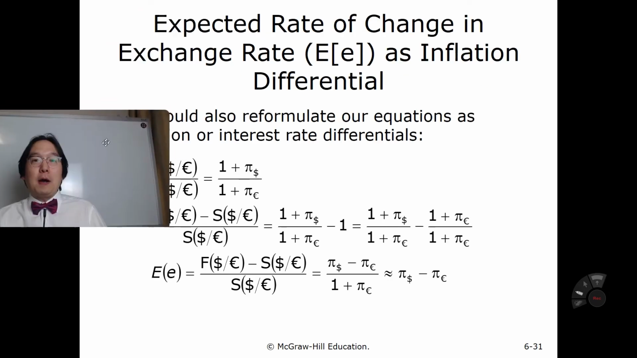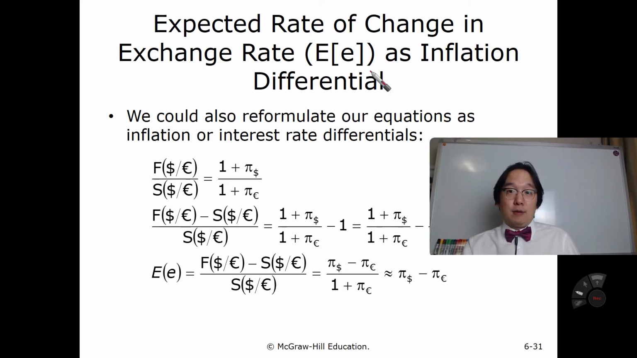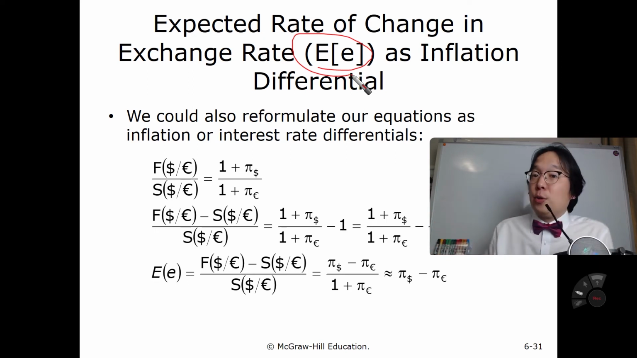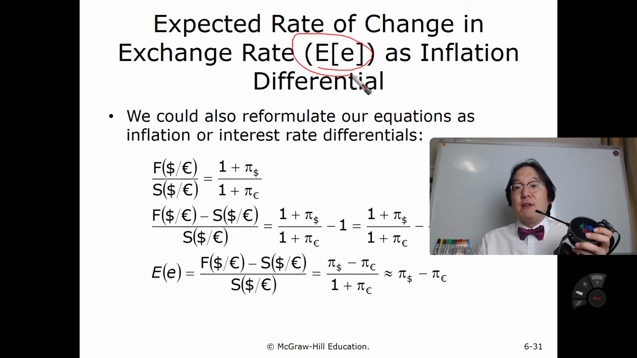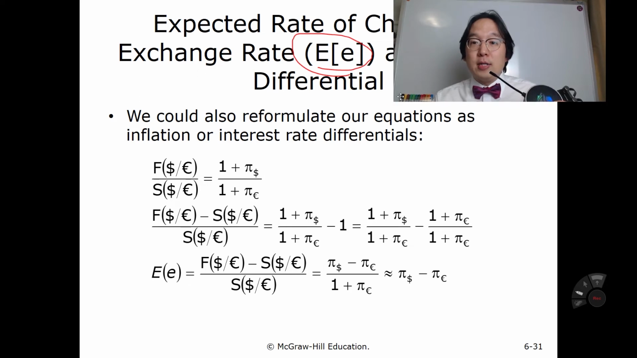And anyway, the notation for the expected rate of change in the exchange rate, we'll label it as expectation, square bracket, small e, because this is a change in exchange rate. Exchange rate has nothing to do with natural log or whatever. Don't get confused. Anyway, so expectation of small e is the inflation differential. So we would also reformulate our equations as inflation or interest rate differentials.